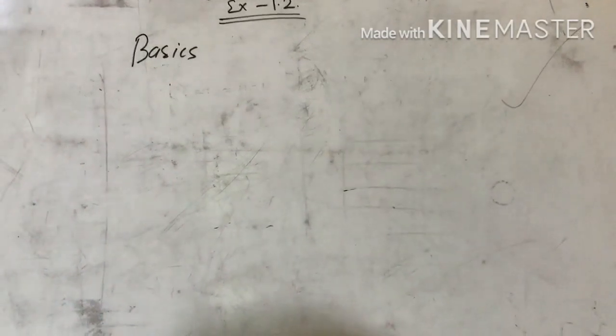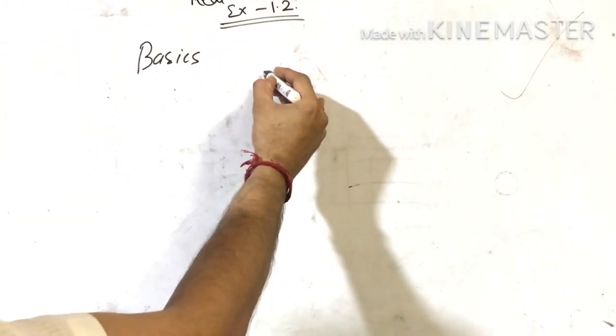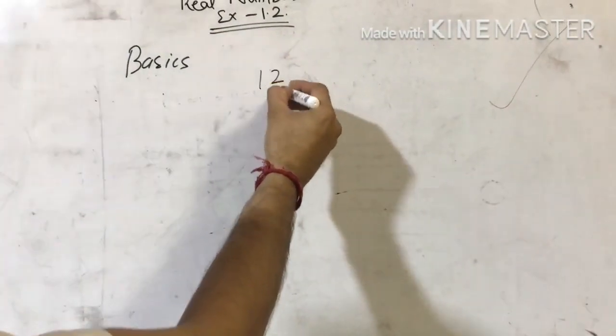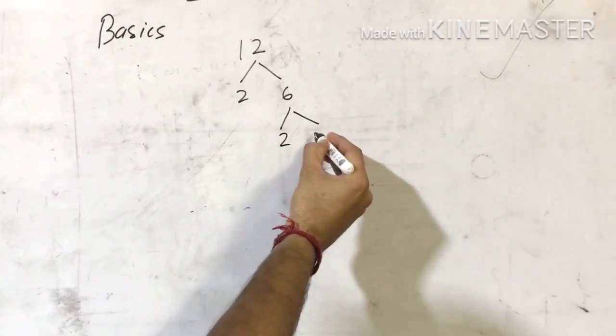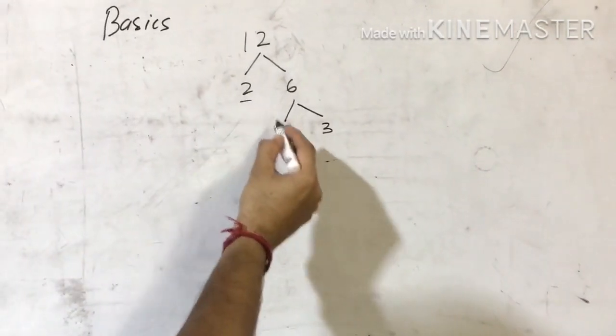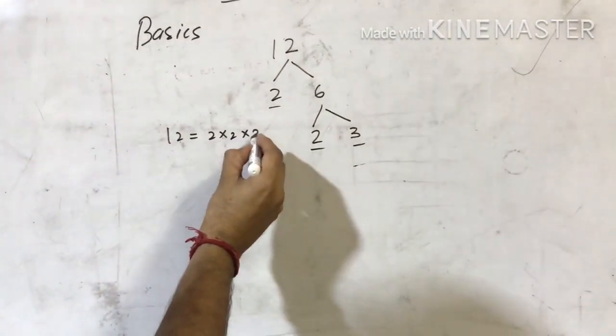So after understanding the properties of HCF and LCM, let's make a factor tree. You can also find factorization by a factor tree. Suppose it is 12. You can write down 2 and 6 under 12. Then you can write 2 and 3 under 6. So you can see all these are prime numbers. So 12 will be equal to 2 into 2 into 3.